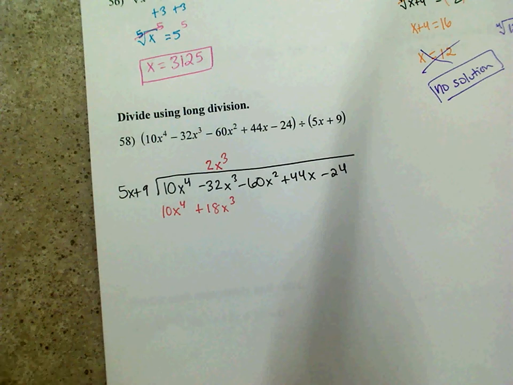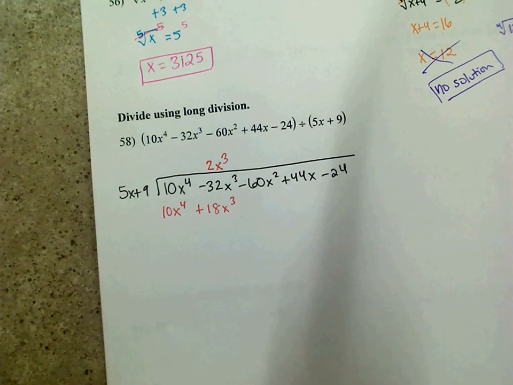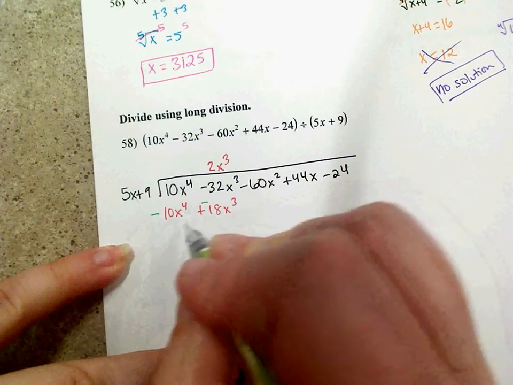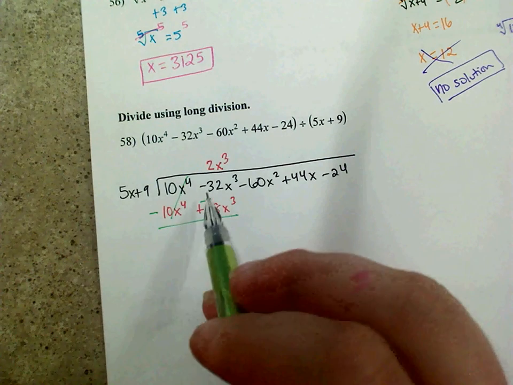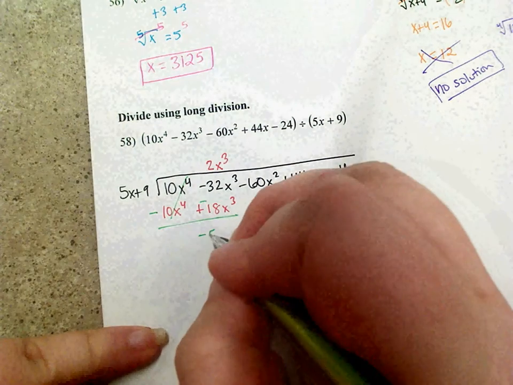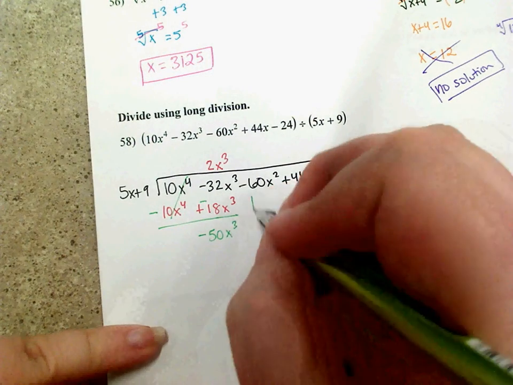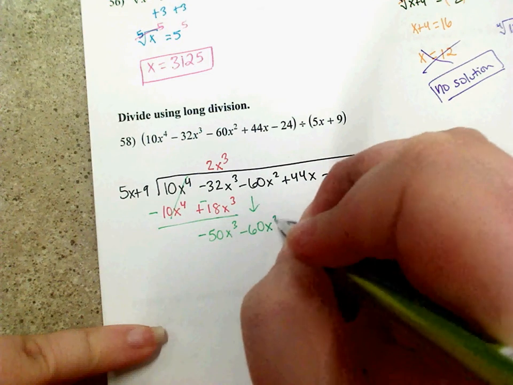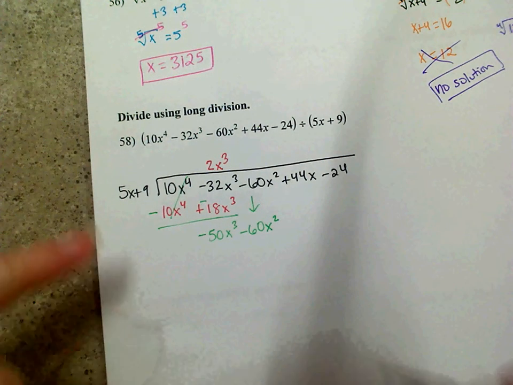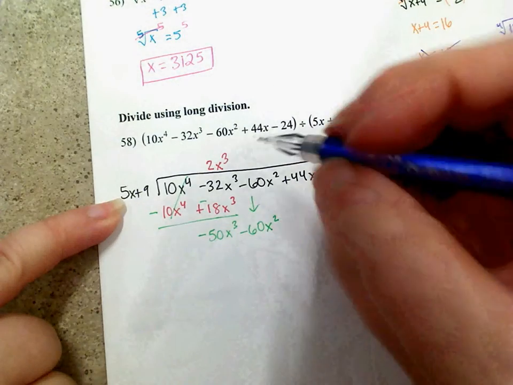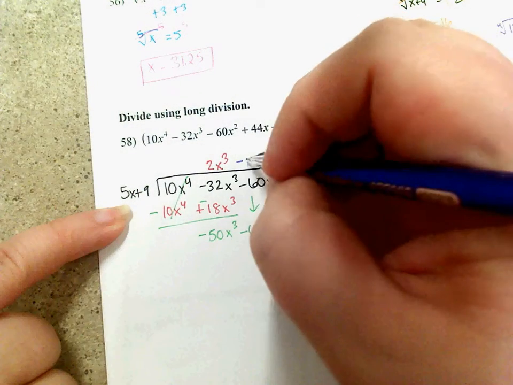Next step is to subtract. So we're going to change both signs, subtract, subtract. Those simplify out. Negative 32 minus 18 is negative 50. So negative 50x cubed. Drop down the negative 60x squared. Alright, now the question is, what do I need to multiply 5x by to get negative 50x cubed? So I need a negative, 5 times 10, and I need 2 more x's.